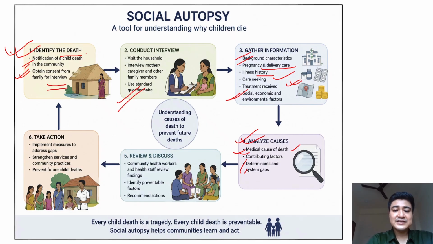This review and discussion is taken up at each level. The community health workers and the health staff review the findings, which are then screened for any factors or other information that has been left out, to identify these preventable factors and the recommended actions which may be taken to avoid child death.